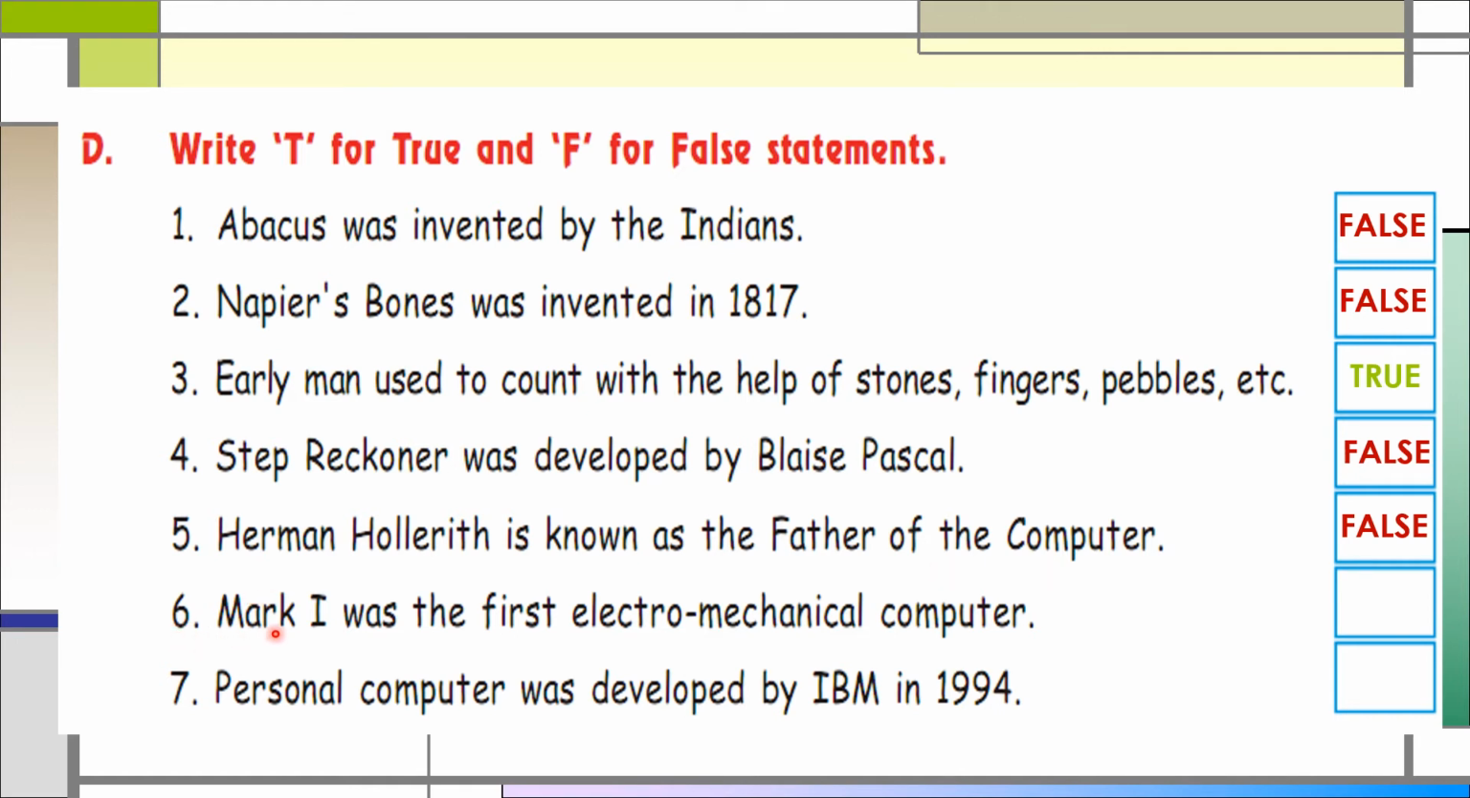Number 6. Mark I was the first electromechanical computer. Yes, this is true. Number 7. Personal computer was developed by IBM in 1994. No, it's a false statement. It was developed in 1984.